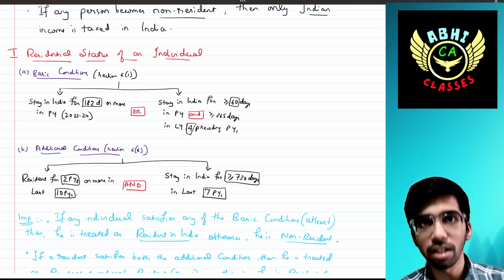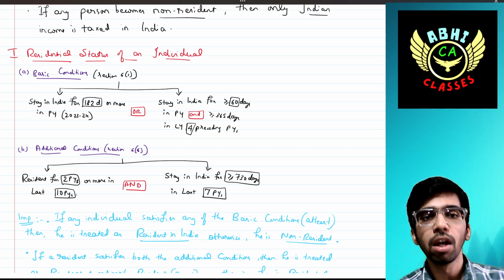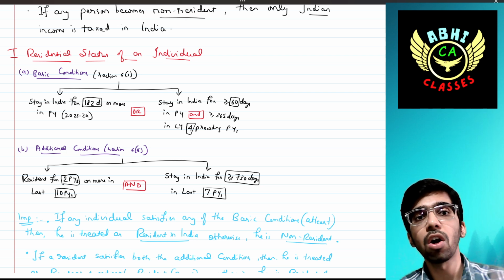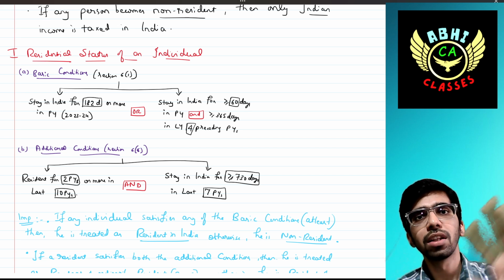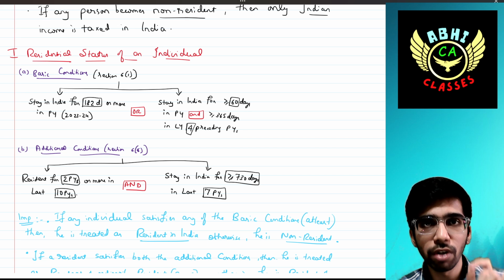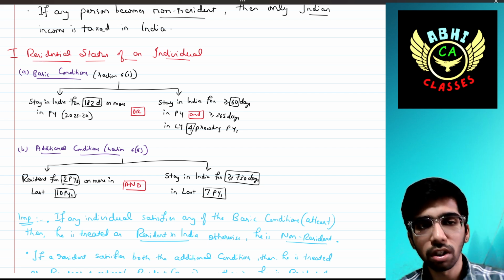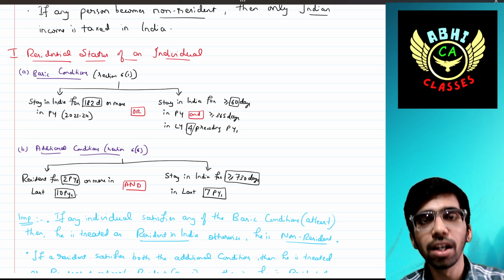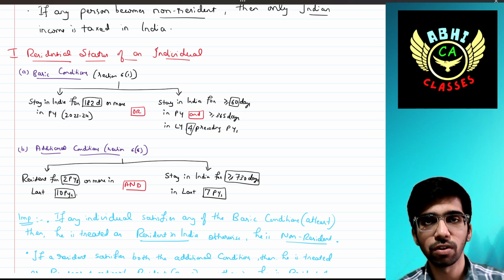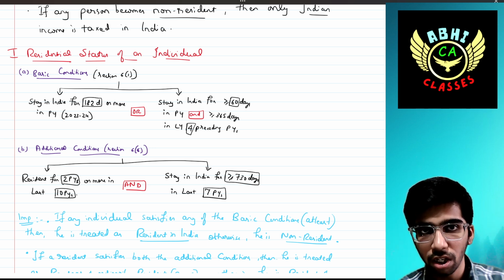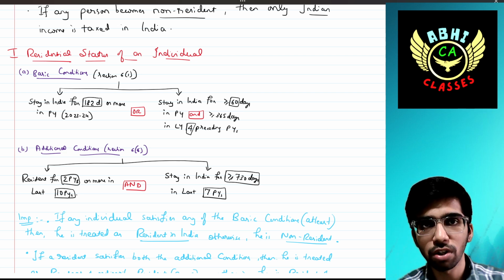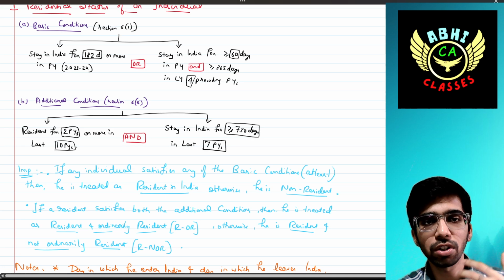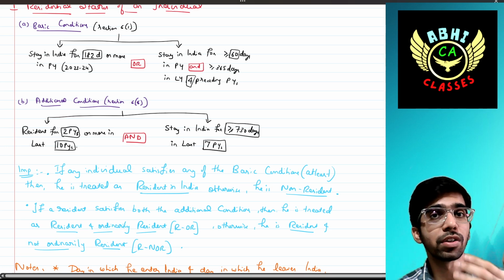If he is a resident in India, then we should see the additional conditions. If he is not satisfying any of the conditions specified under the basic conditions, then he should be treated as non-resident. We need not see further whether the additional conditions are satisfied or not. In that case, if he is treated as resident, then we should see further whether he is satisfying the additional conditions specified under section 6 subsection 6.